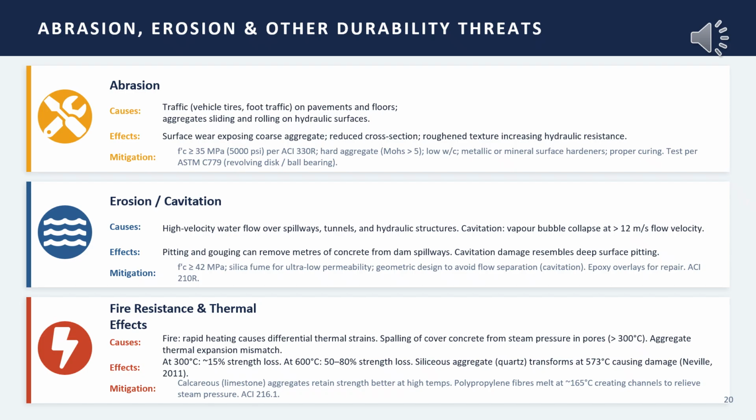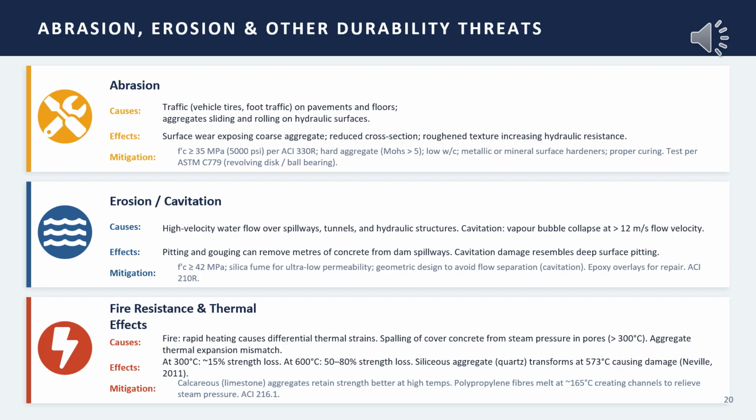The second one is cavitation and erosion. Remember, cavitation is a related but more severe form of erosion that occurs in high velocity hydraulic structures, dam spillways, outlet works, and pipelines. So, when water velocity exceeds about 12 meters per second, local pressure drops can cause vapor bubbles to form.